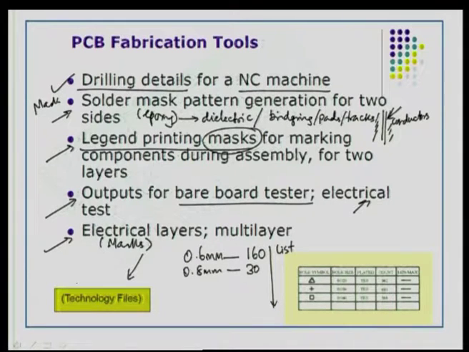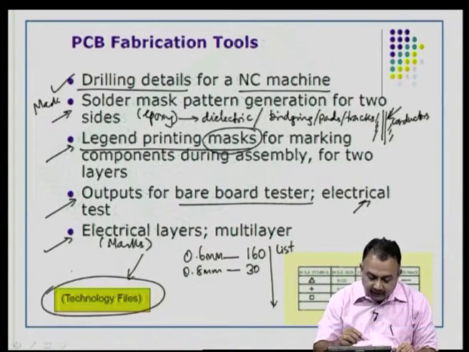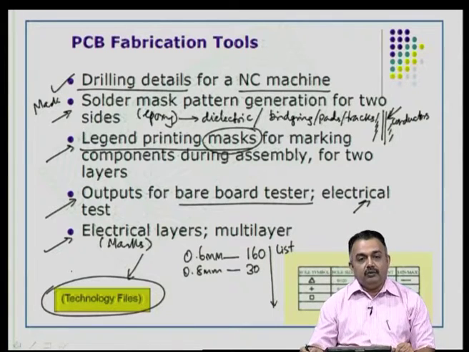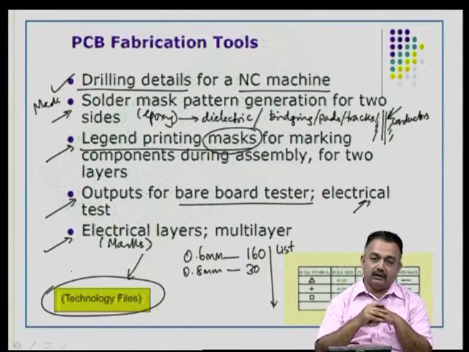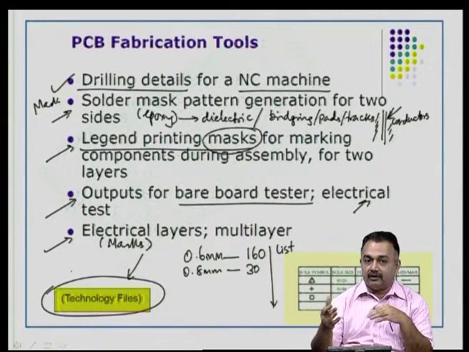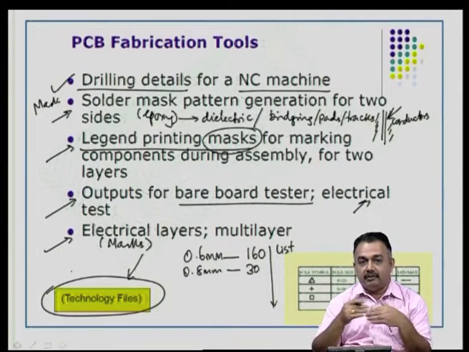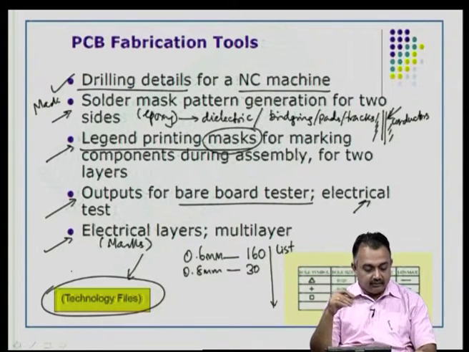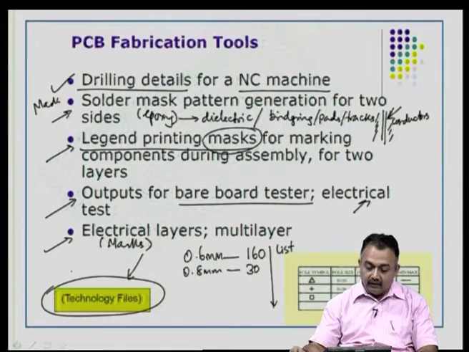So, all of these together is an activity called creating technology files. So, at the end of the routing process, you will create a set of technology files that will be sent to the manufacturer for doing all of these PCB fabrication processes. I hope this is well understood.